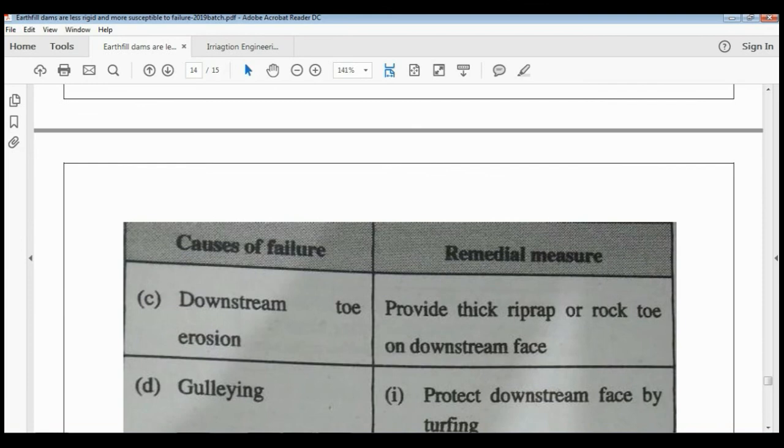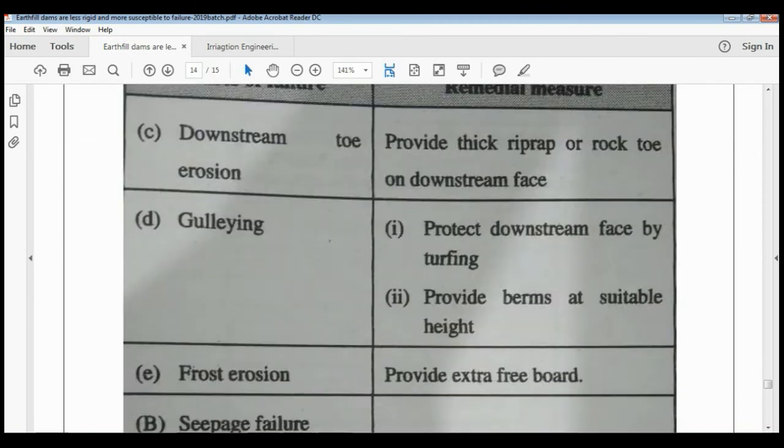Next one is downstream toe erosion. For that we provide thick riprap or rock toe on the downstream face. Then next one is gullying. Protect the downstream face by turfing. Turfing means providing grass on the face, normally on the downstream face. Turfing means providing grass. Then provide bumps at suitable heights. Bumps means a flat surface provided on the sloping face.